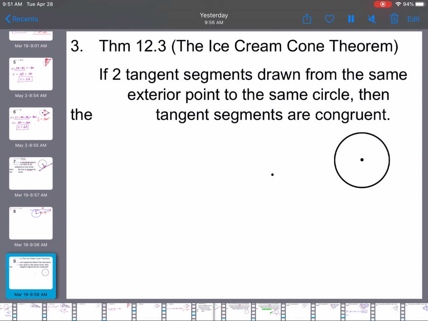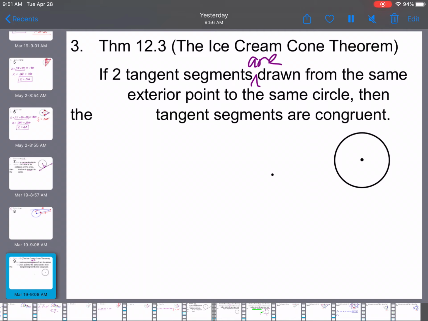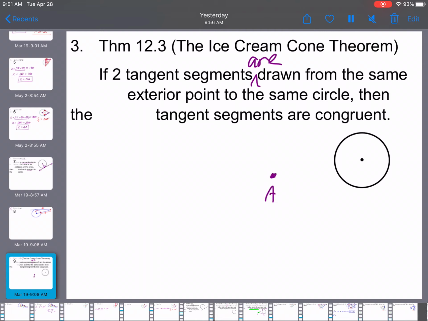All right, theorem 12.3 is one that I like to call the ice cream cone theorem. You'll see why in just a second. It says that if two tangent segments are drawn from the same exterior point to the same circle, then the tangent segments are congruent. So we drew ourselves a circle. We have a point located outside of the circle, so that's what we call the same exterior point right here, and we're going to draw the two tangent segments that come from point A to the circle.